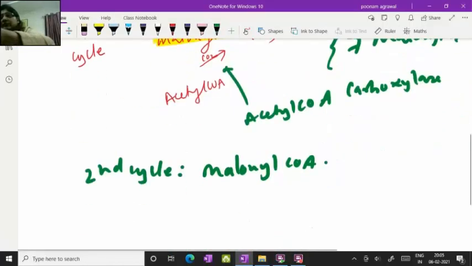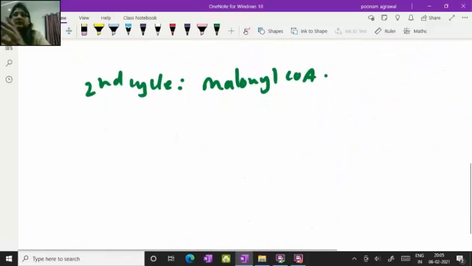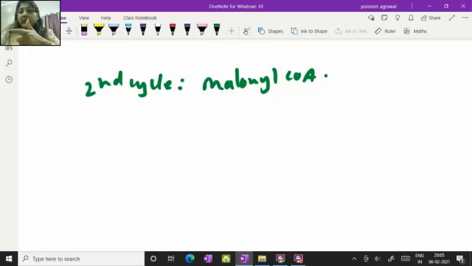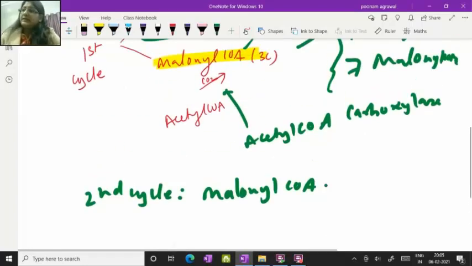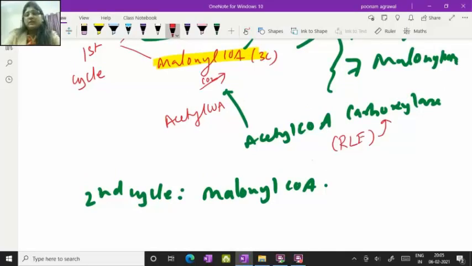So you should know the detail of how the acetyl-CoA is made available in the cytosol, and then how the acetyl-CoA carboxylase modifies it to malonyl-CoA. Please understand, this acetyl-CoA carboxylase is the rate limiting enzyme for fatty acid synthesis, and this is under strict control of hormones and various allosteric regulators.